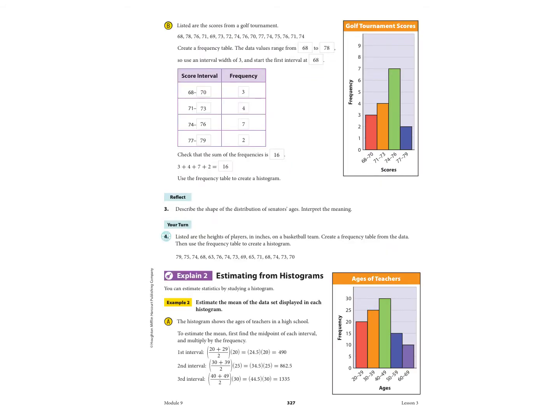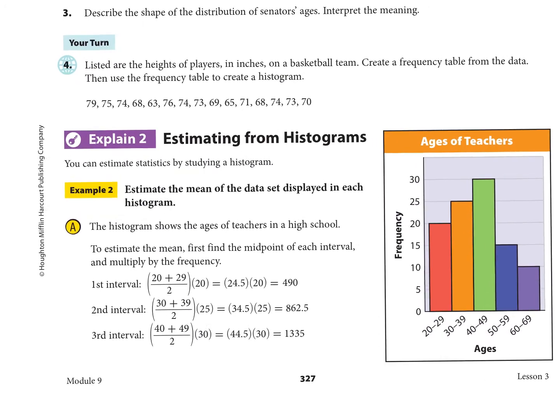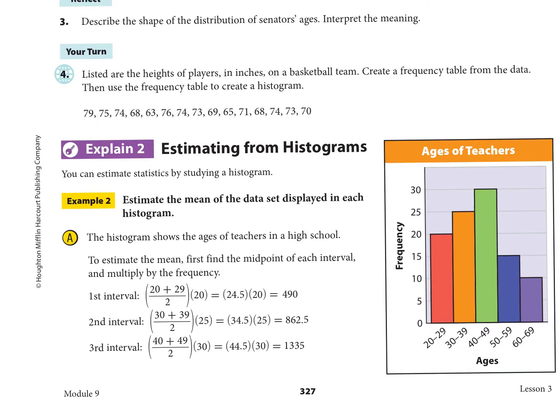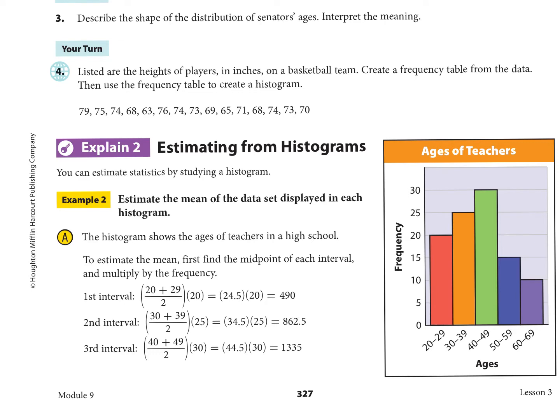So let's take your term, problem number 4 here. It says, listed are the heights of players in inches on a basketball team. Create a frequency table from the data, then use the frequency table to create a histogram. Okay, so when you look at this, frequency tables are how many times something occurs, and then a histogram puts them in groupings. For your particular homework, you'll just be analyzing and looking at them, but I will show you how to do them on a calculator as well.